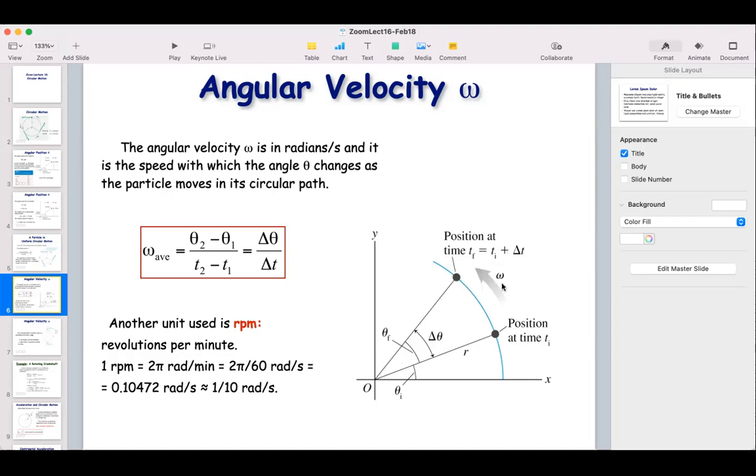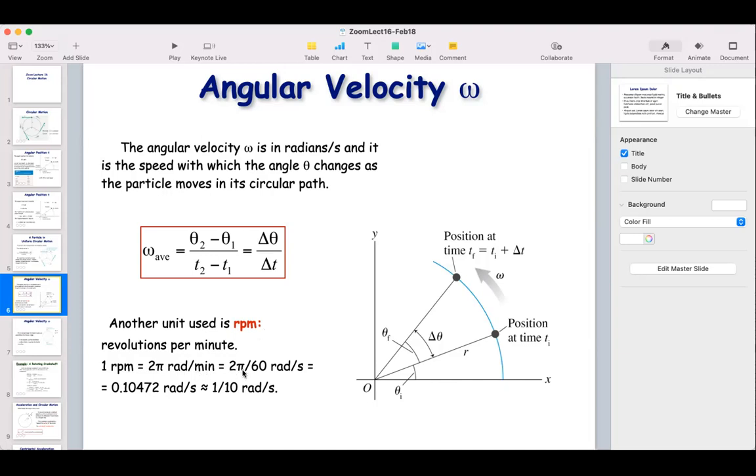This defines your omega. And this omega is not a vector. So it's easier to use because it's a scalar quantity. Another unit that is used is revolution per minute. Sometimes you find revolution per minute. 1 revolution per minute means that you do 2 pi radians in 1 minute.